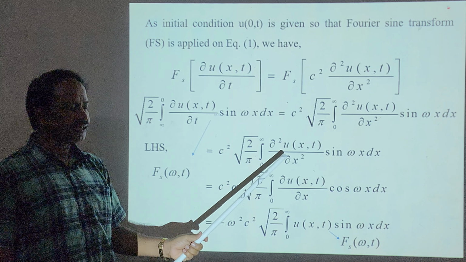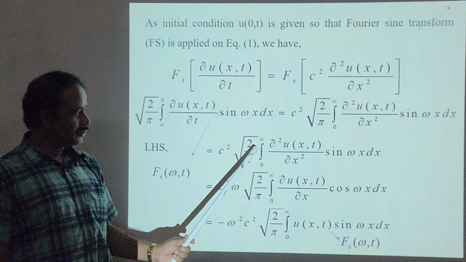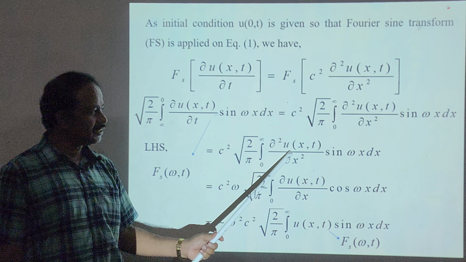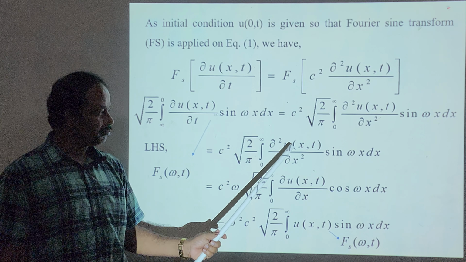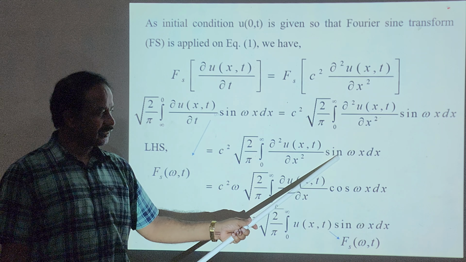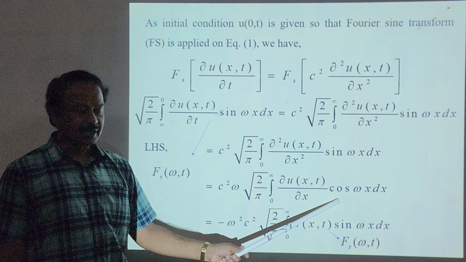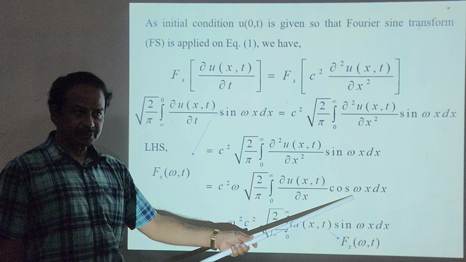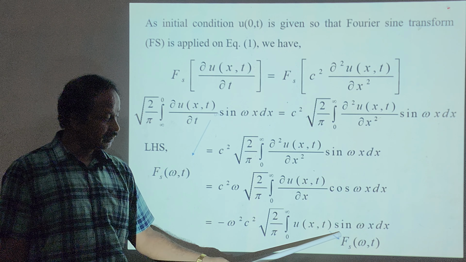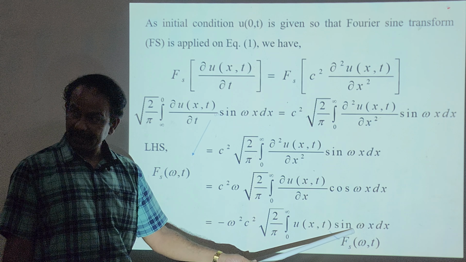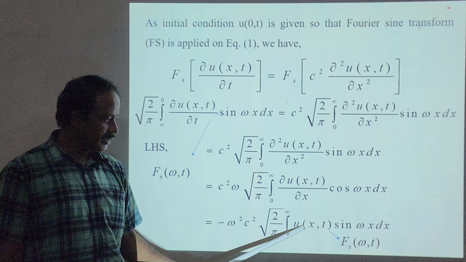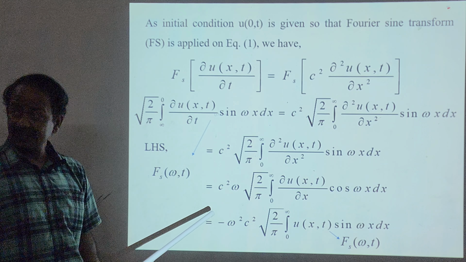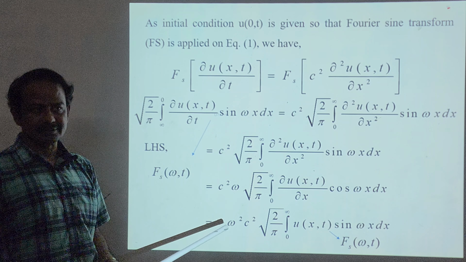So you are going to take only the right hand side alone and take the differentiation. Two times we are going to differentiate. First we will differentiate once, that will give me du by dx. Sin omega x we are going to differentiate, that will give you cos omega x into omega. Again you are going to differentiate with respect to x, that will give you minus sin omega x. This will become minus the integral of u(x,t) sin omega x dx, with one minus sign, so minus omega square c square.